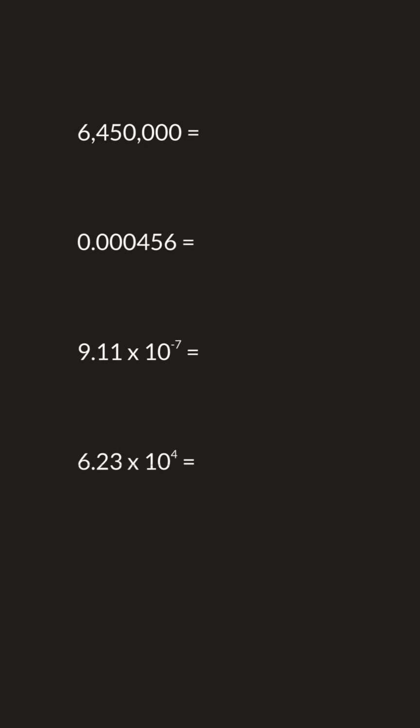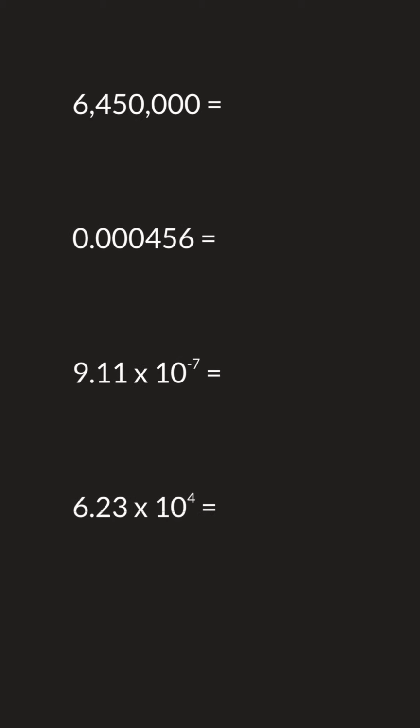These are in the notes also, but let's work through these. Okay, the first one. This number is greater than 1. I'm going to have a positive exponent. Here are my non-zero numbers. So I do 6.45 times 10 to the, let's see, 1, 2, 3, 4, 5, 6. So a positive 6.